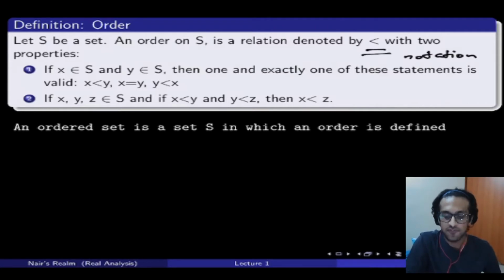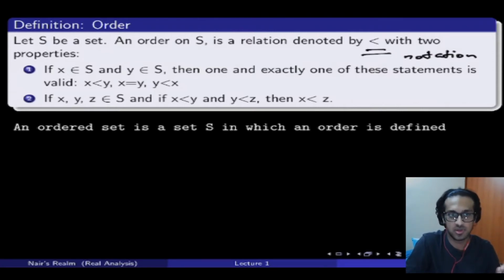So if a relation less than has these two properties, the first property being if there are two elements x and y in the set S, then only one relation can be valid between the two elements. Either x is equal to y, that means they're the exact same element, or x has to precede y, or y has to precede x. So only one of these can be valid, right?